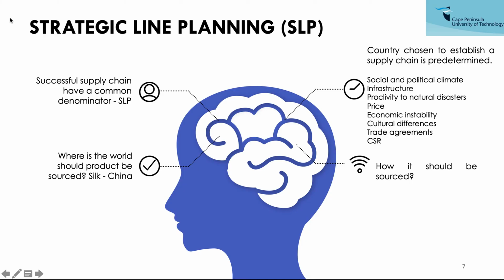Now, when we're speaking about strategic line planning, we're speaking about products. So, for a product to happen, the question arises of where in the world the product should be sourced, and that is often determined by the product itself, as certain countries or certain regions of a country possess an expertise in a particular category. For example, Peru is known for Pima cotton. China is known for silk.